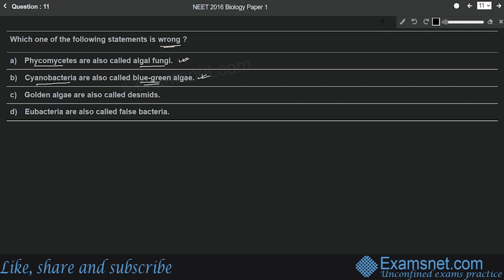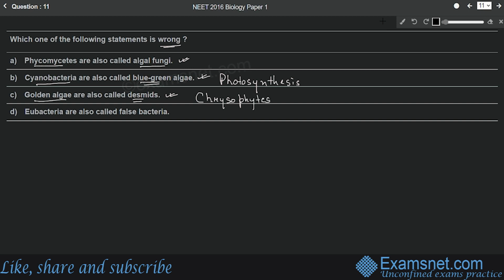We know that cyanobacteria are photosynthetic organisms, right? Photosynthetic. That means they can synthesize their own food in the presence of sunlight. Now, they are also known as blue-green algae due to their appearance. Okay, they are greenish or bluish in appearance. Then the third statement says golden algae are also called desmids. This is also a correct statement. Golden algae belong to which group? Chrysophytes. Okay, chrysophytes.